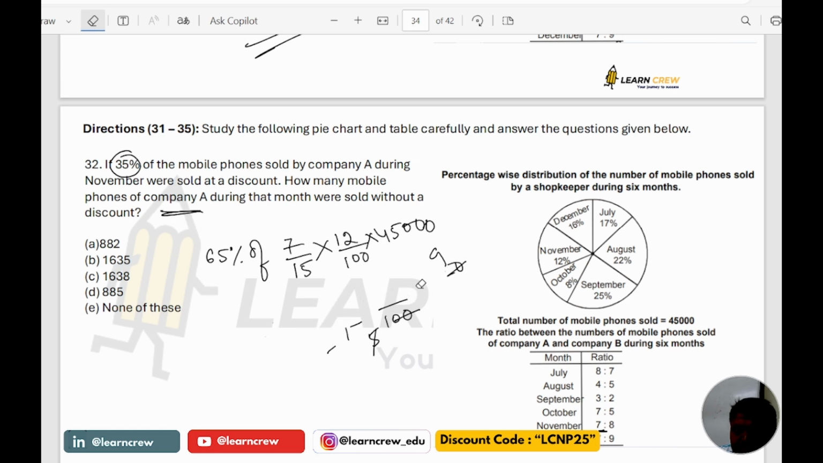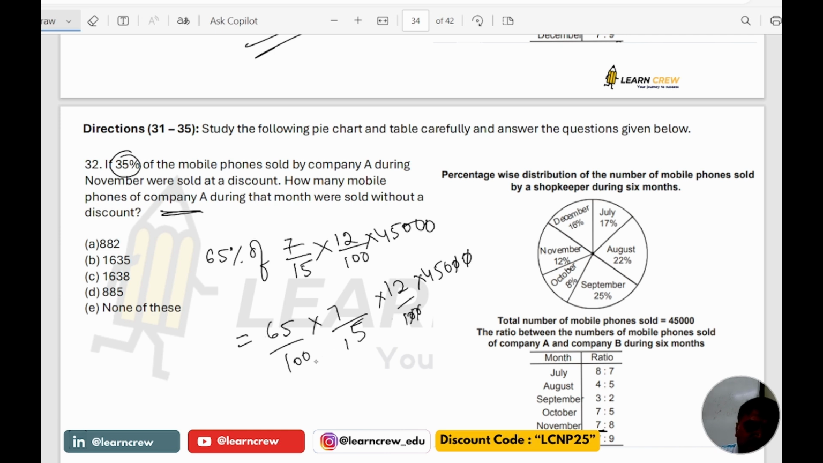65% is 45,000. I did 4,500, I believe. So let me once again do 65% of 7 by 15 of 12% of 45,000. So here 3 zeros cancel. Now here you have 15. 3 4s are, 3 5s are.